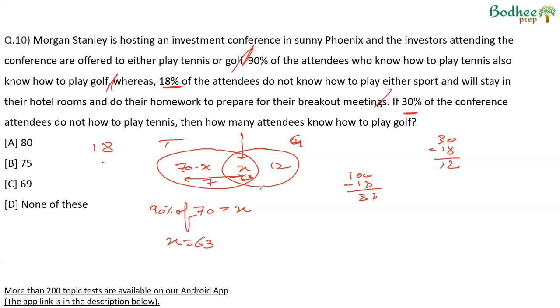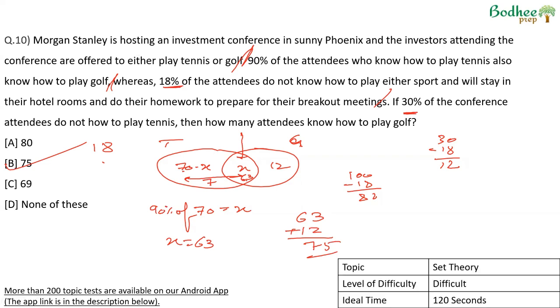How many attendees know how to play golf? 63 know how to play both golf and tennis. 12 know how to play only golf. Therefore, number of golf players will be 75. Option B. Some amount of free arrangement of numbers is required, and therefore I'll call this a difficult question.